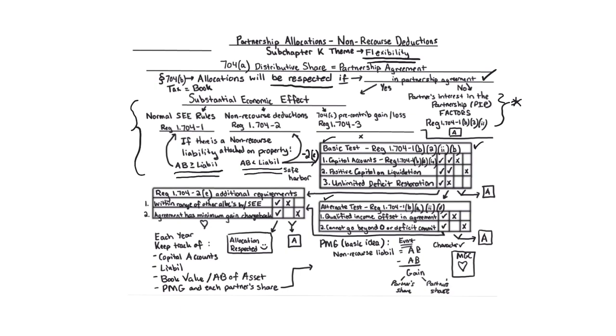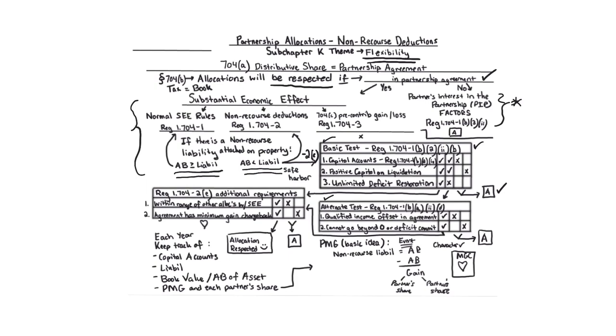Now, this specific partnership agreement, as we read, and you can go back in the video if you want, specifically says that we meet the alternate test. So we actually are in the case where we meet the first two but fail the third. If we were to fail the first or second, we would be in partner's interest in the partnership, which is the A box here. Again, factors, we do not want that.